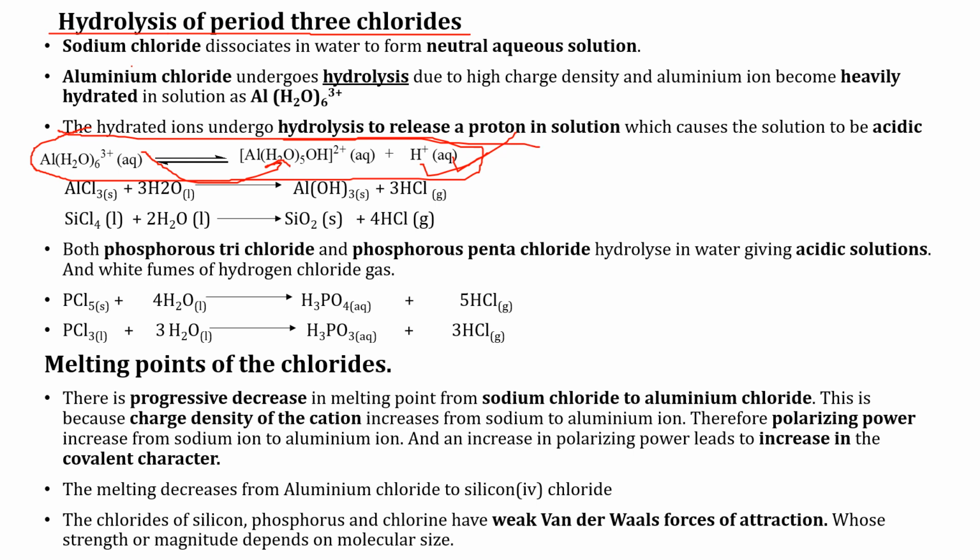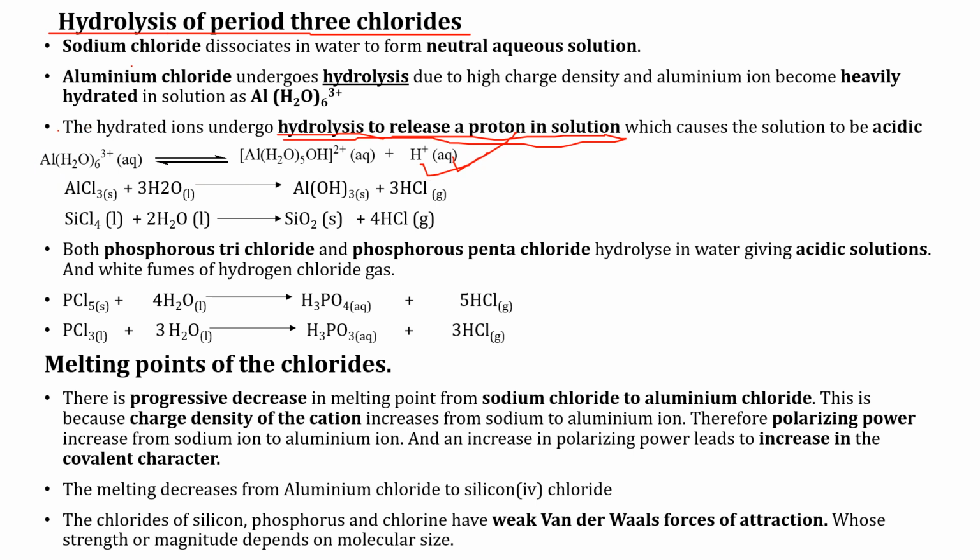I've told you this is a full topic in physical chemistry, so don't worry, we shall cover that in detail. So you're saying that hydrated ions undergo hydrolysis to release a proton in solution, and this proton is what causes the solution to be acidic.